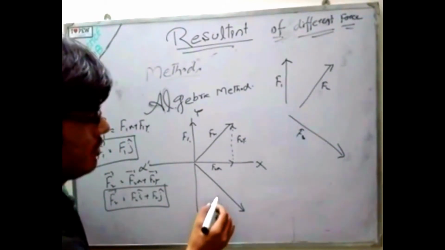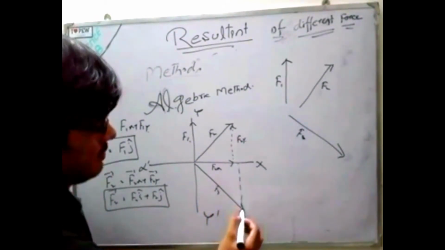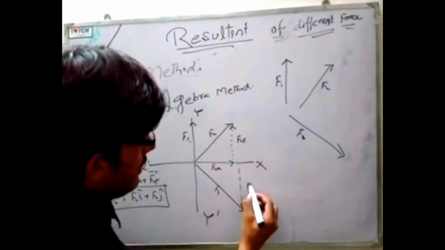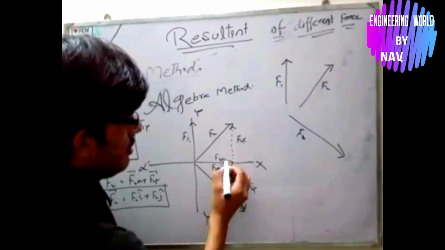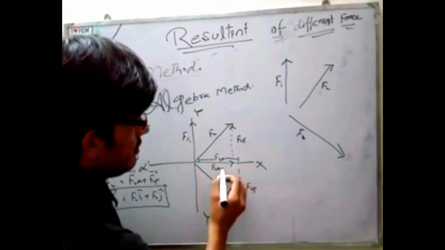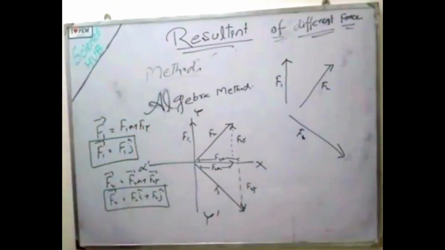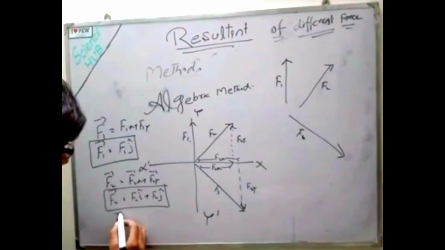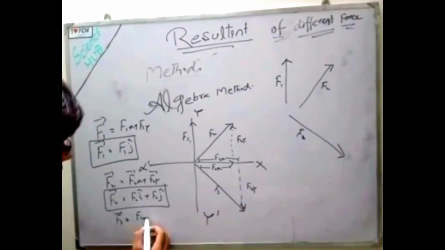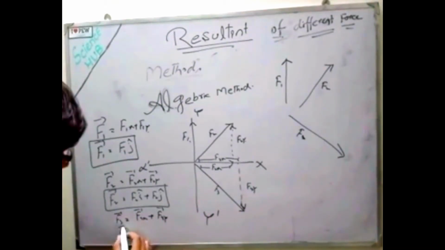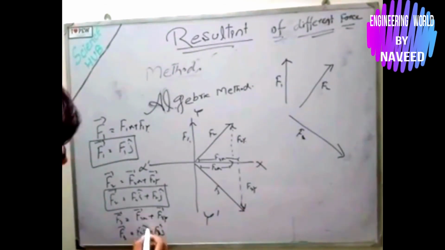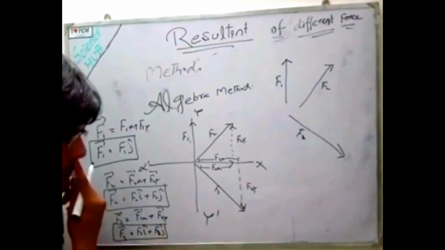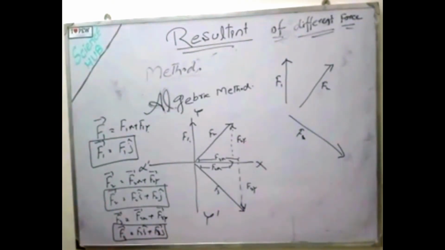Now come to the third. So resolve this F3. You get one component along the negative y-axis and the other component along the x-axis. So in order to find this third component, we also write in a similar manner F3x plus F3y. So it will be equal to F3i plus F3j. So this is all about F3.